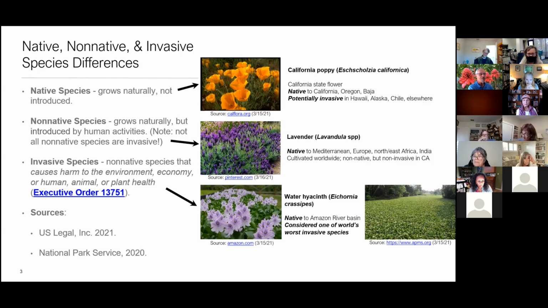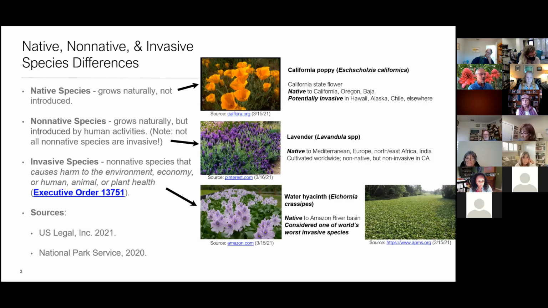An invasive species is considered a non-native species in a region that causes harm to the environment, economy, or human, animal, or plant health. And a good example of an invasive species is shown here, water hyacinth, considered one of the world's worst invasive plants. It's super productive. And it's an aquatic plant, came from the Amazon River Basin. It's all over the world. And it causes severe harm, which I'll talk about later.